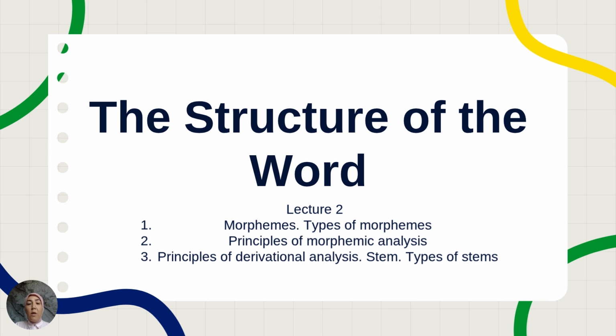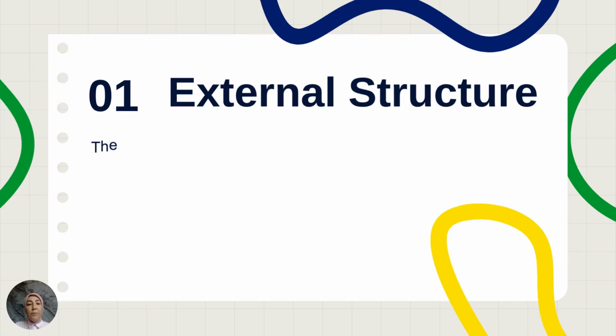Structure of the word. Why am I saying morphology, but the slides show you the structure of the word? Because they are the same. Morphology is, in brief, the structure of the word, not only in English but in all languages. So today we are going to discuss what a morpheme is, types of morphemes, and principles of morphemic analysis. Then continue.